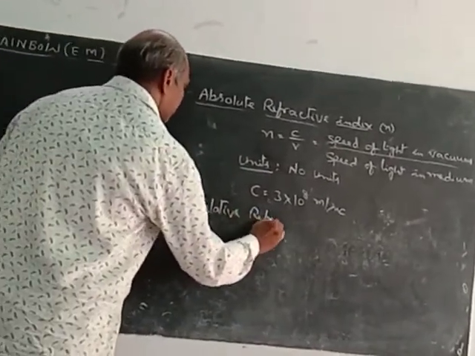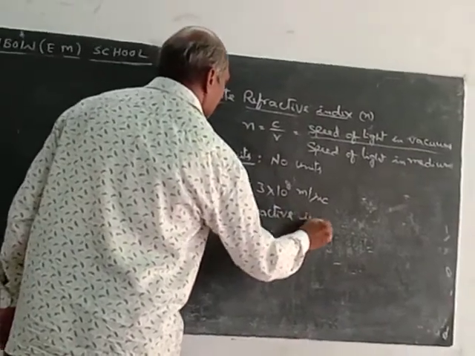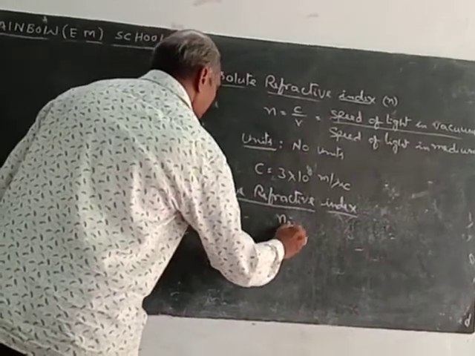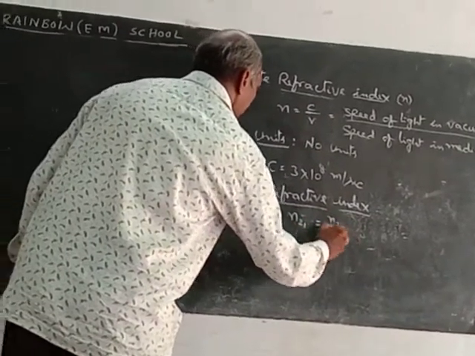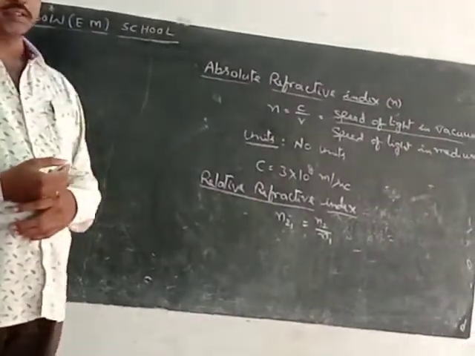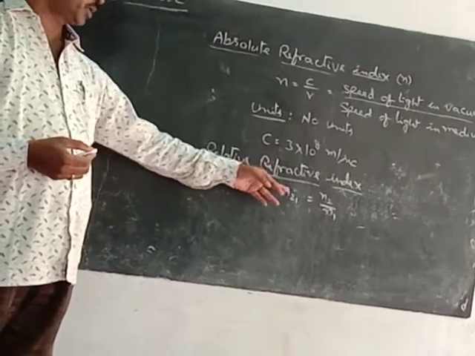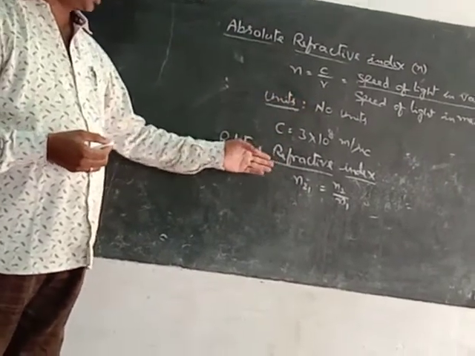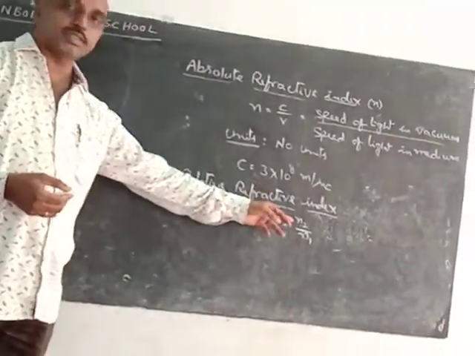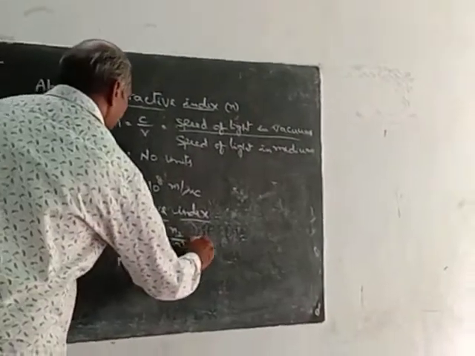Next one is relative refractive index. Relative refractive index: suppose refractive index of the second medium relative to the first medium, this is denoted as N21 is equal to N2 by N1. N2 means refractive index of the second medium. N1 means refractive index of the first medium. The formula is also V1 by V2.